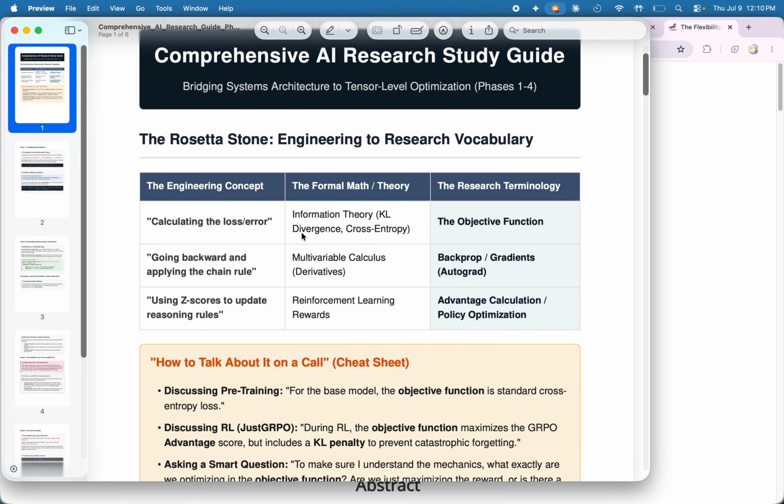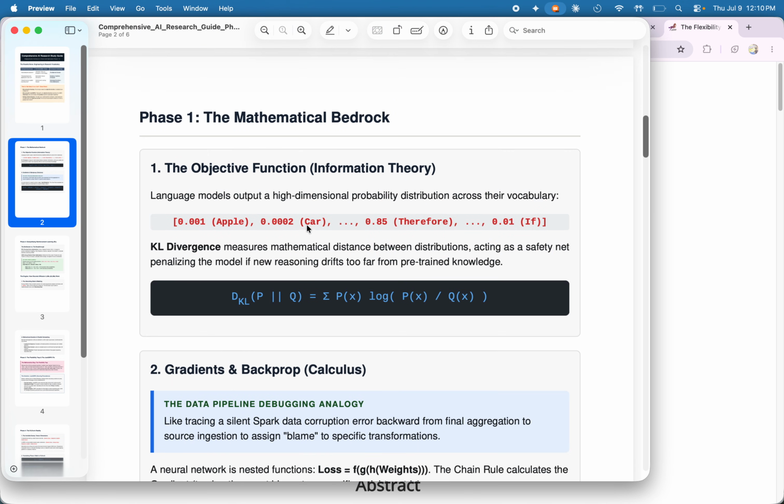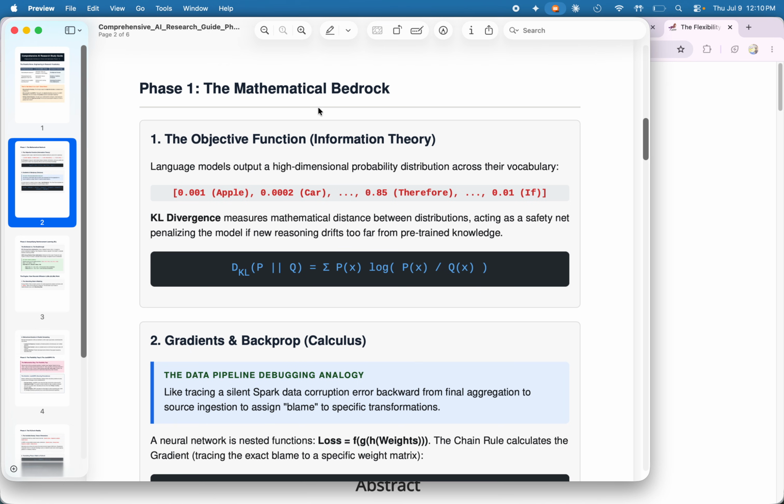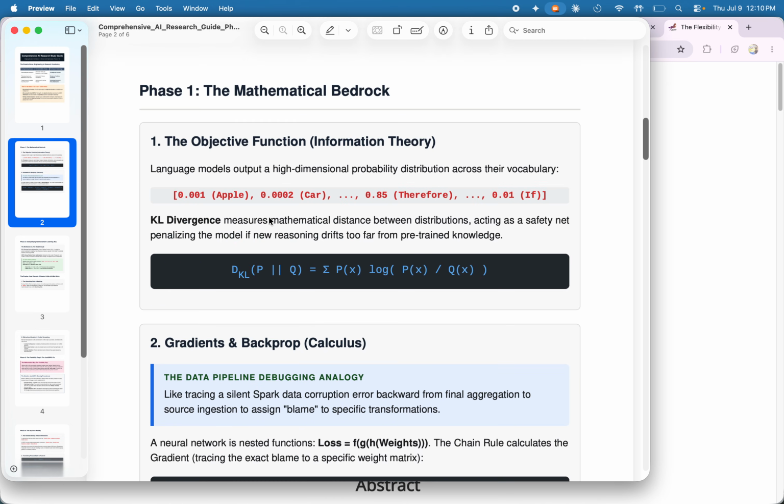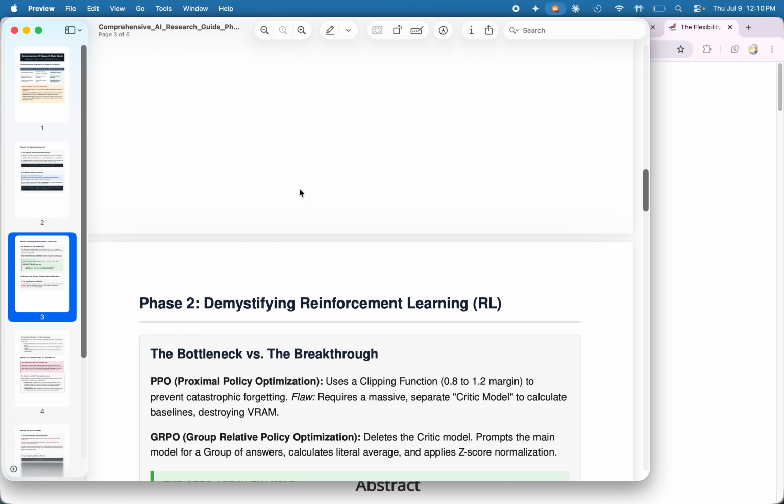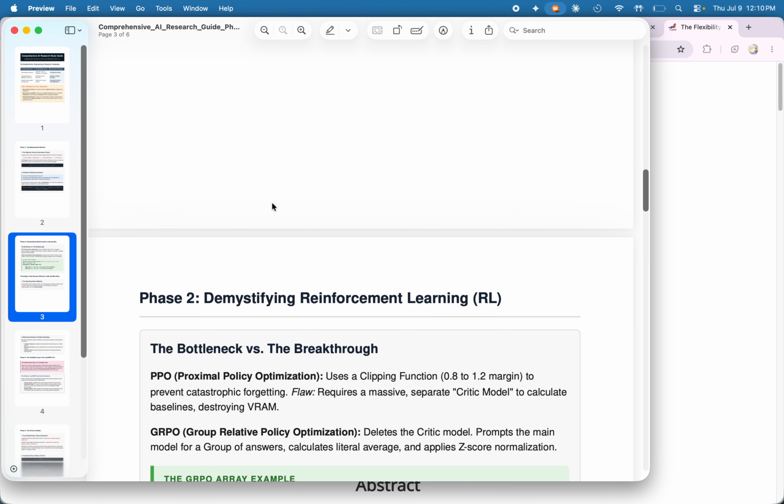So next, in the first phase, we just learnt the basics. To understand this research paper, there are four phases we need to learn. The first one is the mathematical bedrock, where we cover the objective function, how we calculate gradients, and back propagation at a high level, because these are general LLM terms. So I don't want to do a deep dive. And now we are in phase two out of four of the prerequisites.